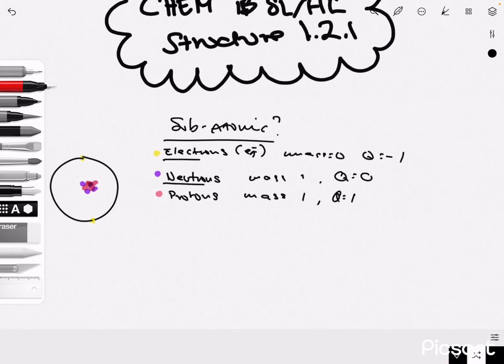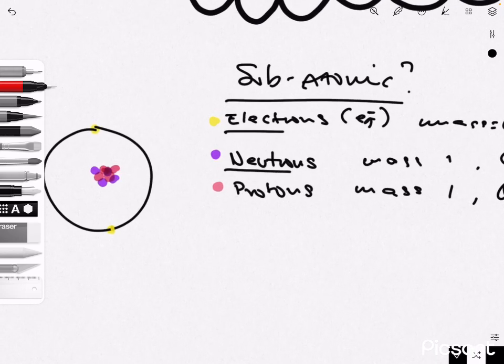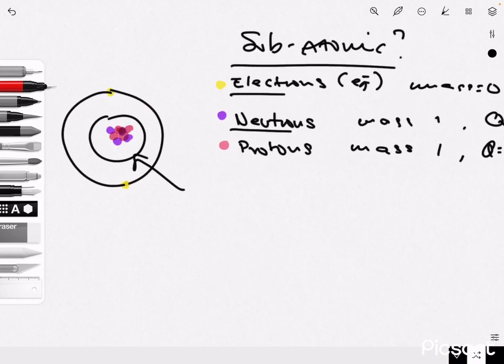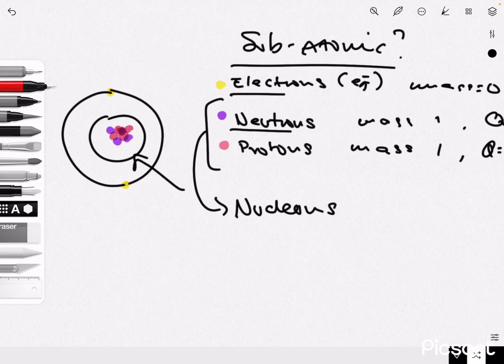Now, neutrons and protons are only found in the nucleus of an atom, this right here. And neutrons and protons conjoined can be referred to as nucleons, the subatomic particles in a nucleus.